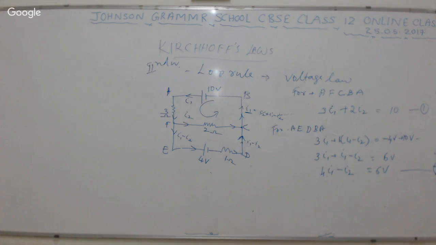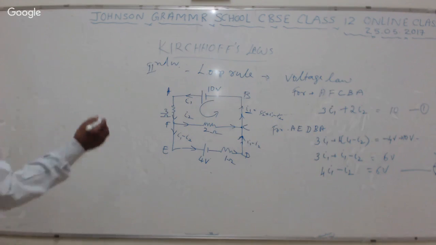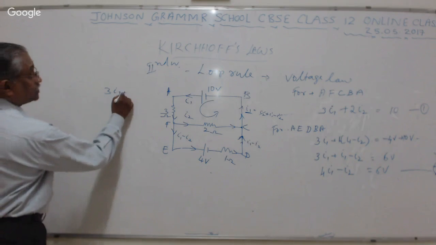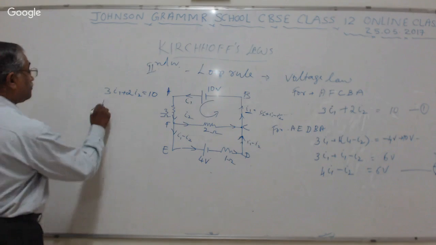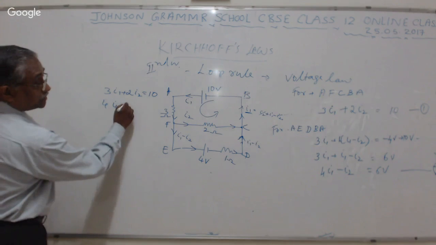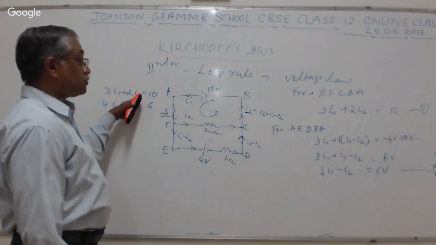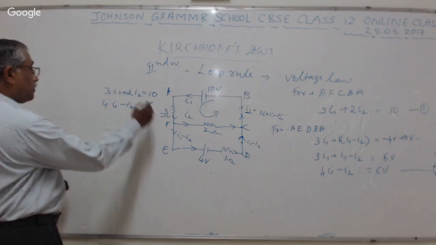So we want to find out I1, I2, I3. How do we find the three variables, the currents I1, I2, and I3? How do you find this? You use the two equations. We have two equations there: 3I1 plus 2I2 is equal to 10, and similarly 4I1 minus I2 is equal to 6, right? So two equations we got, 3I1 plus 2I2 is equal to 10, and 4I1 minus I2 is equal to 6. So how do we solve this?